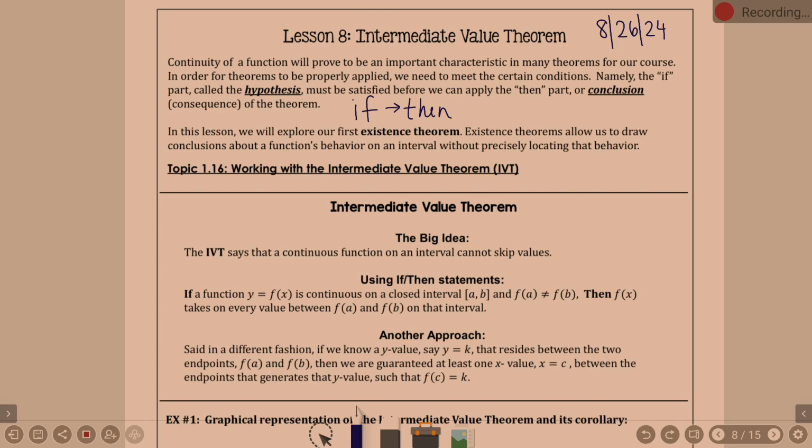Or another way to say it, if we know a y value, say y equals k, that resides between the two endpoints, then we are guaranteed at least one value, c, between the endpoints that generates that y value, such that f of c equals k.